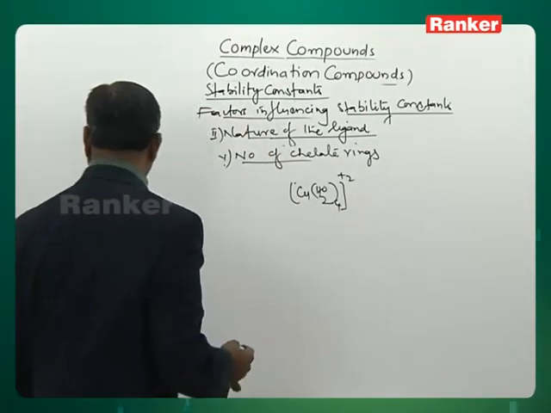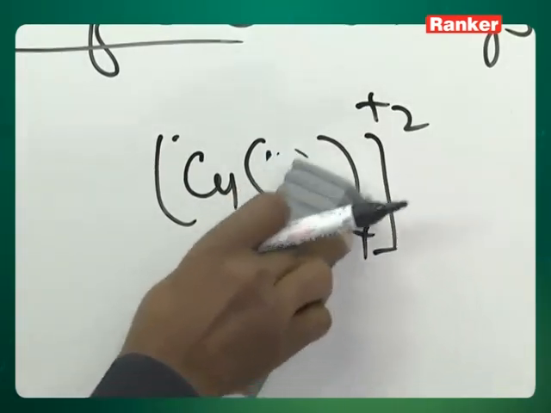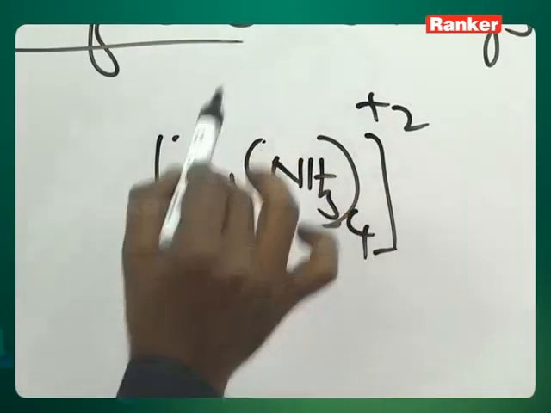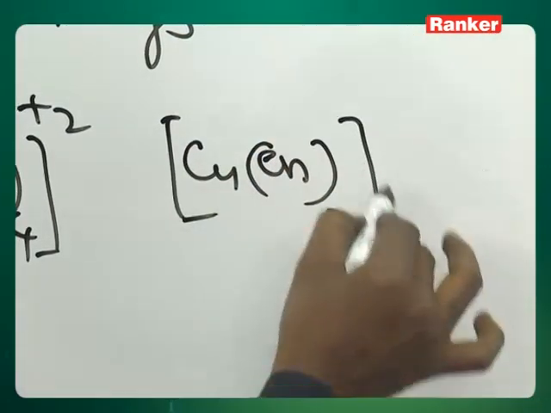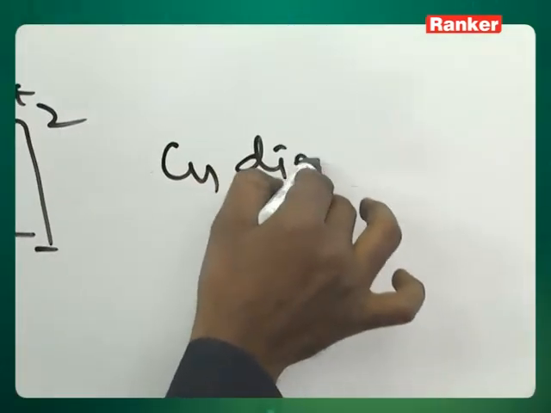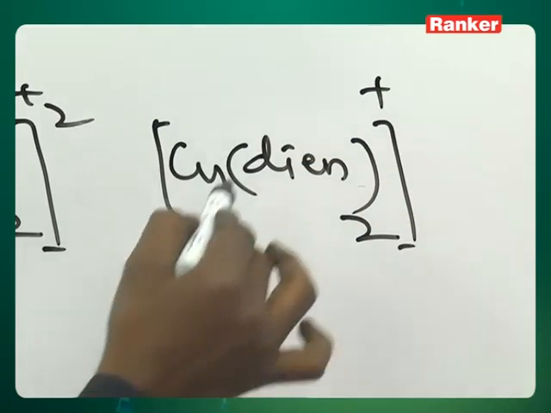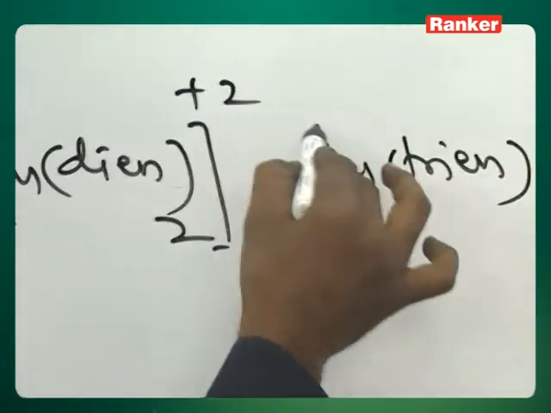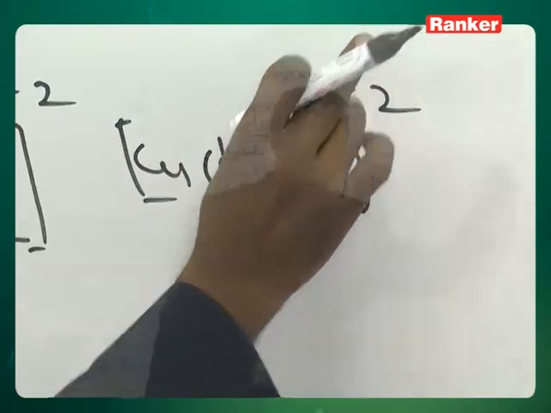Cu(H2O)4 taken four times instead of H2O, let us write all the same type. Cu(NH3)4, let me give, so good. Cu(NH3) taken 4 times. Next, Cu(en) taken twice, plus 2, and Cu(dien), dien taken twice, plus 2, and Cu(trien). Cu(trien) plus 2, Cu(trien) plus 2 it is.